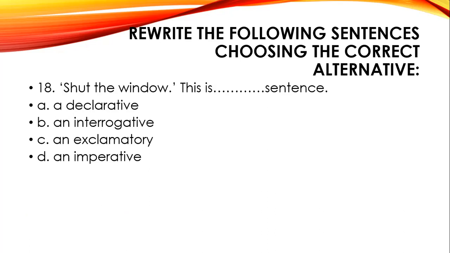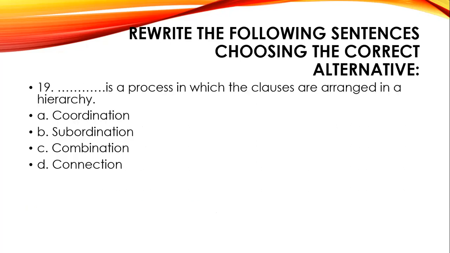Shut the window. This is dash dash type of sentence. Option A, declarative. Option B, an interrogative. Option C, an exclamatory. Option D, an imperative. And the correct answer is option D, an imperative. So, shut the window is an imperative sentence.